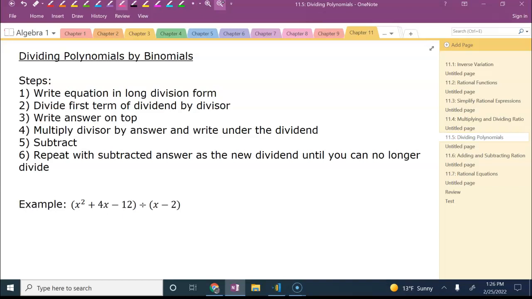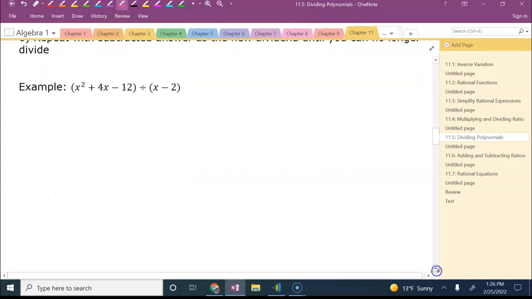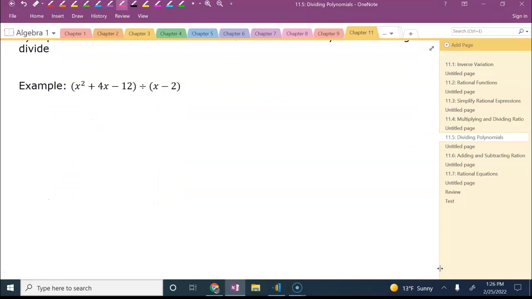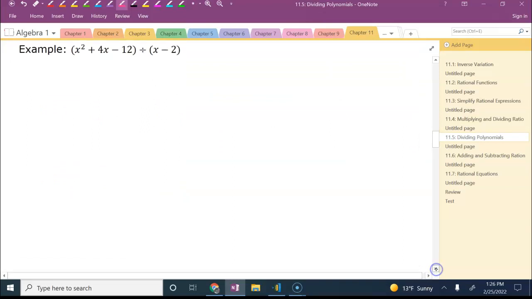So for this first example here, we're taking x squared plus 4x minus 12, and we're dividing it by x minus 2. So I'm going to start by writing it out as a division problem. So the x minus 2 sits on the outside, and the x squared plus 4x minus 12 goes underneath the division bar there.